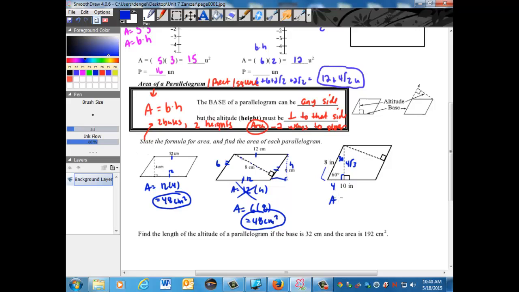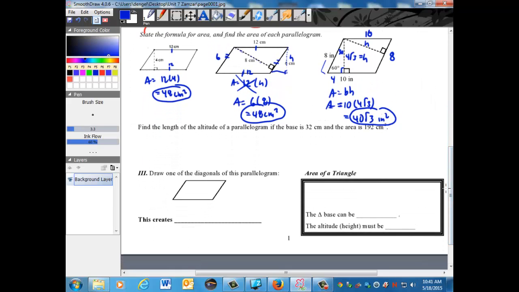Alright, so if area is equal to base times height, I see that my base is going to be 10, and my height is going to be 4 rad 3. Multiply that together, we get 40 rad 3 inches squared. Again, you could use 8 over here and 4 and 10 up here as well, but we're not sure about this height. So we want to stick to 10 as our base and 4 rad 3 as our height.